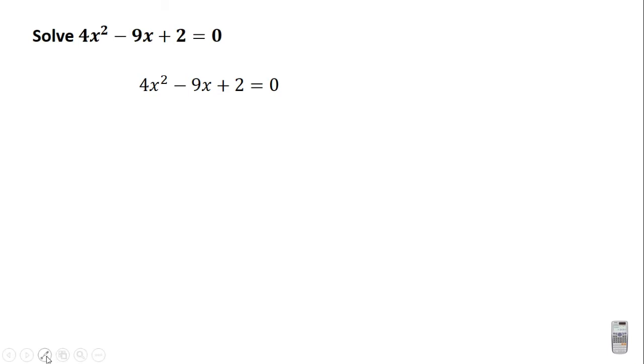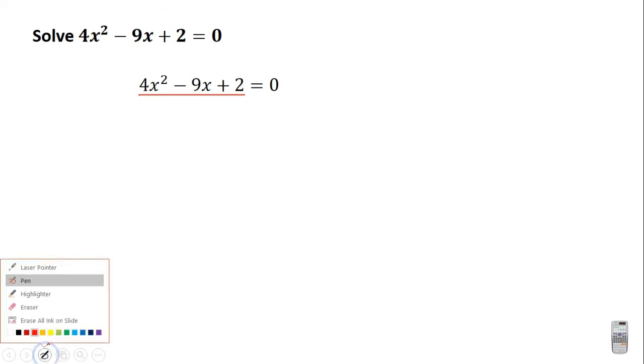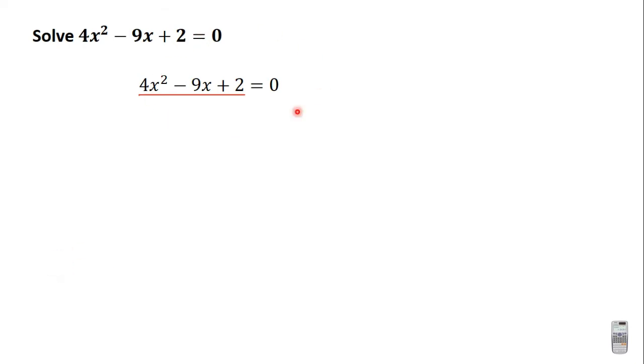We have learned that to solve a quadratic equation, the first thing you have to do is to factorize the quadratic expression in the equation. The quadratic expression here is 4x squared minus 9x plus 2. So to solve this equation, we will have to factorize this quadratic expression. This is a quadratic trinomial. We have already learned how to factorize a quadratic trinomial in the previous videos.